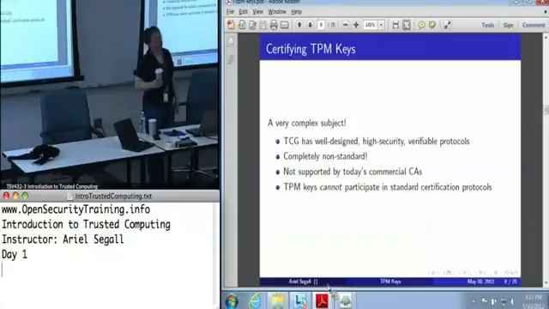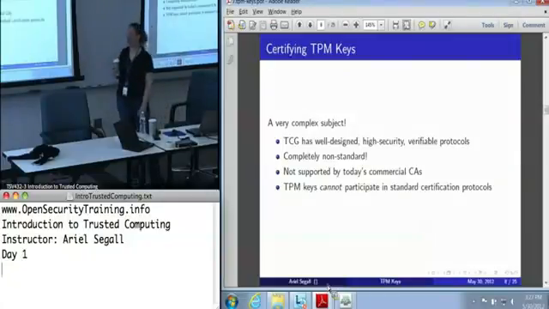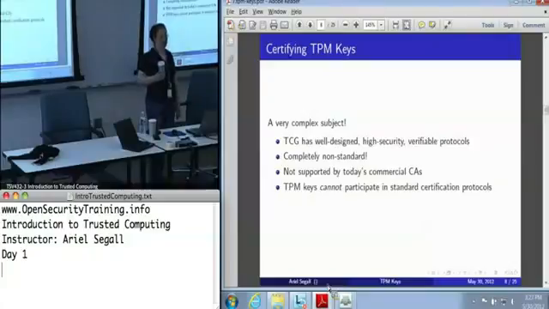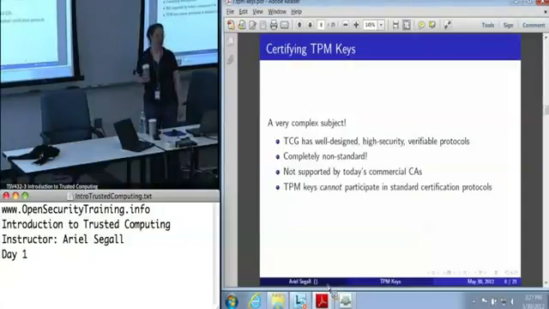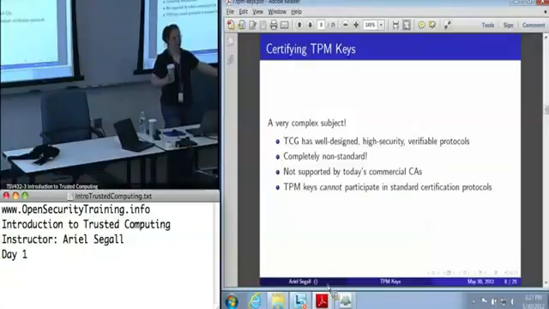So, what this means is that today's commercial CAs, if you attempt to use these protocols with them, or if you attempt to use a TPM credential, it just won't work. It's not even that they'll fail, it's that they're completely incompatible. You cannot use TPM keys in standard certification protocols, except maybe for a signing key, but even then, you get no assurance out of it, because how do you know it's a TPM key? You don't. So, standard certification protocols just don't serve for TPM keys.